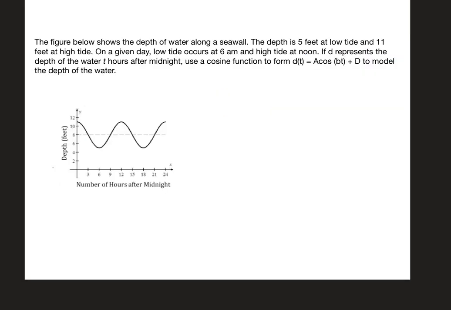It said the figure below shows the depth of the water along a seawall. The depth is 5 feet at low tide and 11 feet at high tide. On a given day, low tide occurs at 6 a.m., high tide occurs at noon. Already there you have all the information you need. Your min is 5 feet. It's also in the diagram, but you don't even need it. Your max is 11 feet. That's how low it gets and how high it gets.